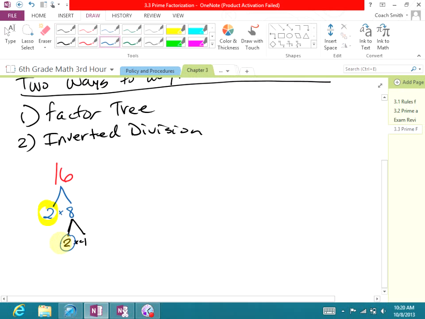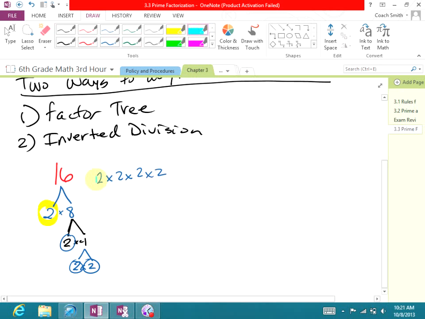The 2 being prime. So now I've got a factor 4. Jalen. 2 times 2. And both of those are prime. So now I stop. So the prime factorization of 16 is 2 times 2 times 2 times 2.